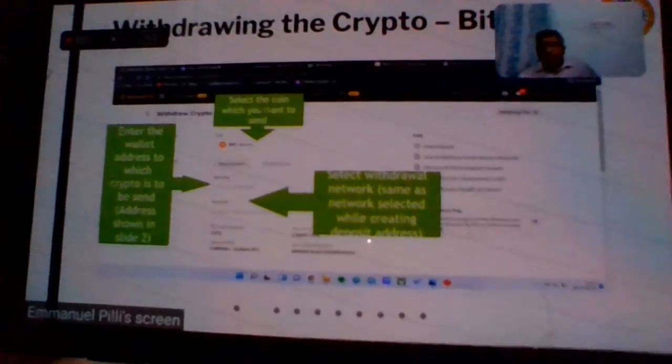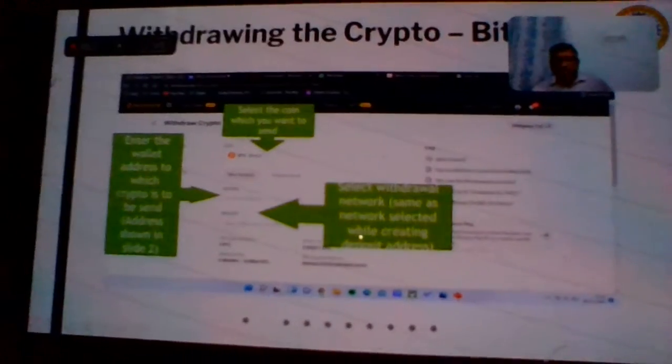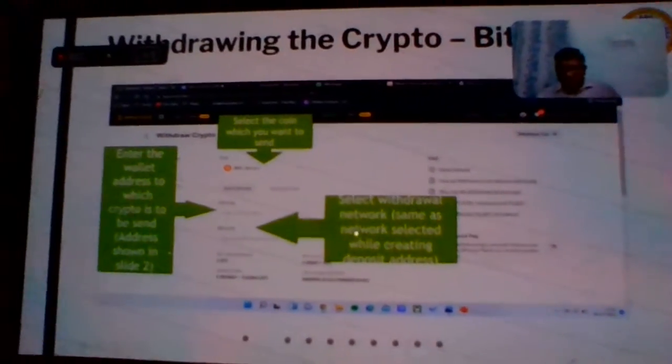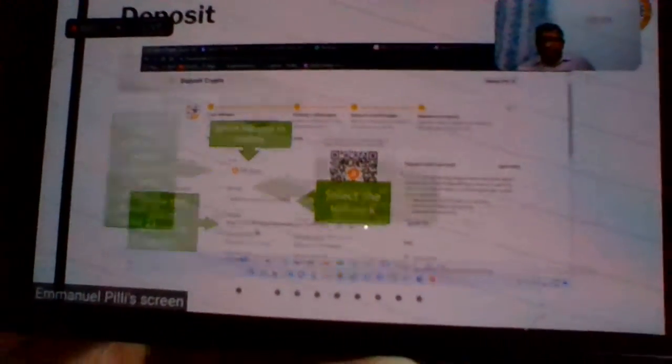Now withdrawing the crypto, when you want to receive that amount, what you do is select the coin which you want to send, and enter the wallet address to which the crypto is to be sent. The address is shown in slide 2. This is the address, right? So that is the same address which is put here.